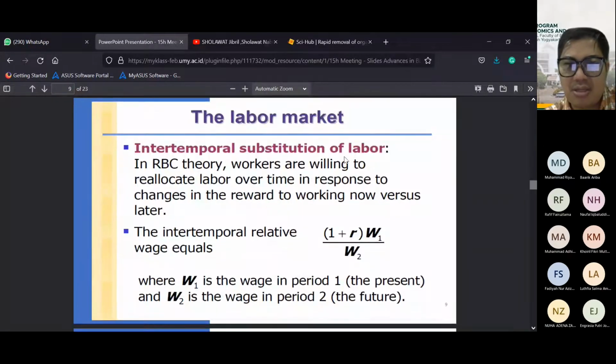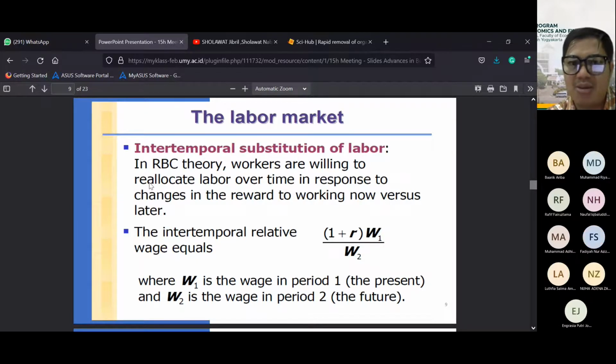Okay, next one is the labor market. So connected to the RBC, we focus on the labor market. So we have intertemporal substitution of labor. Intertemporal means there is any change in terms of the composition of the labor in the economy. In RBC theory, workers are willing to reallocate labor over time in response to changes in the rewards to working now versus later. So this is an example of the choice that the workers will make when they are facing the incentive in the current condition and the future conditions. This incentive will motivate them to select whether they will take it now or later. So it is called intertemporal substitution of labor.